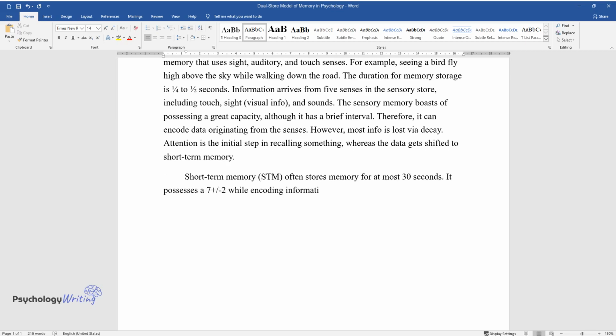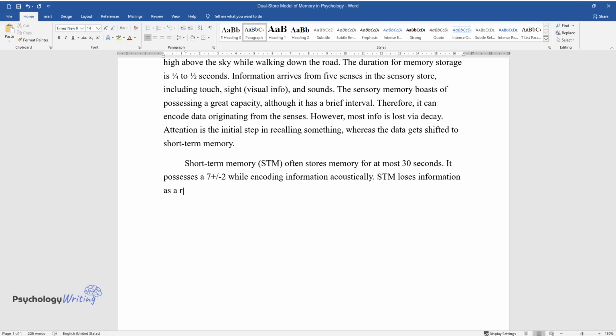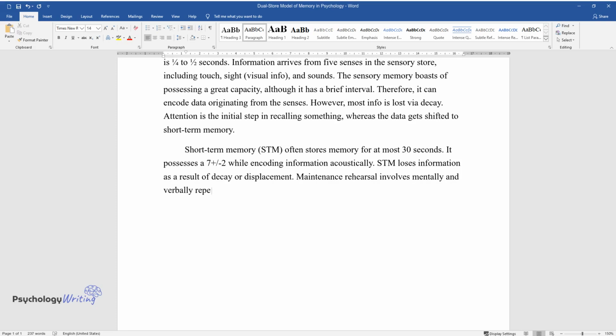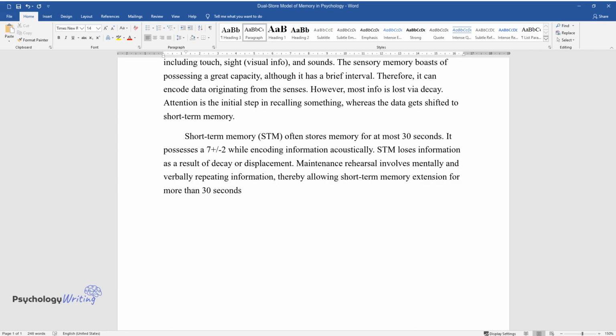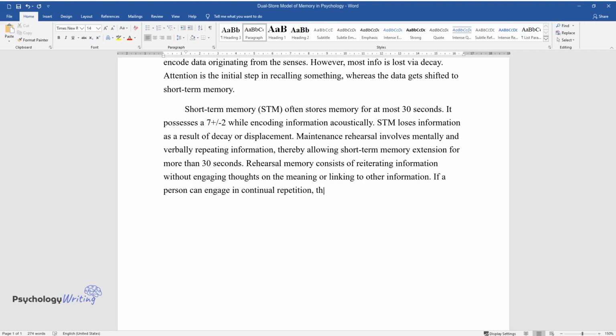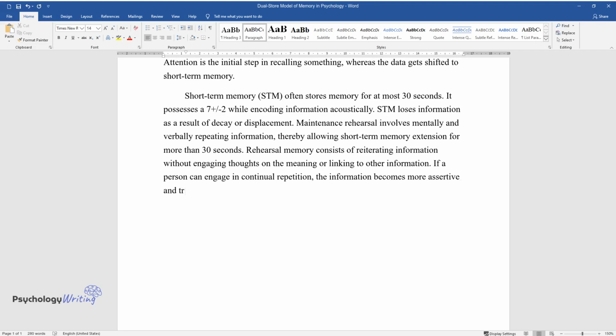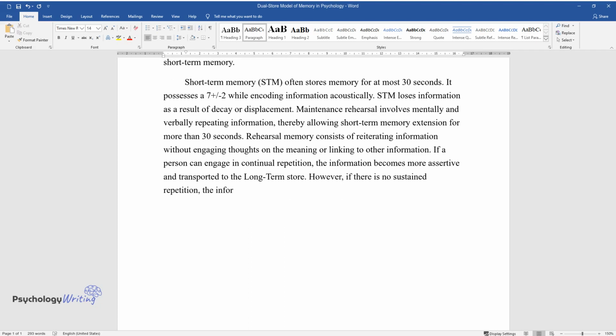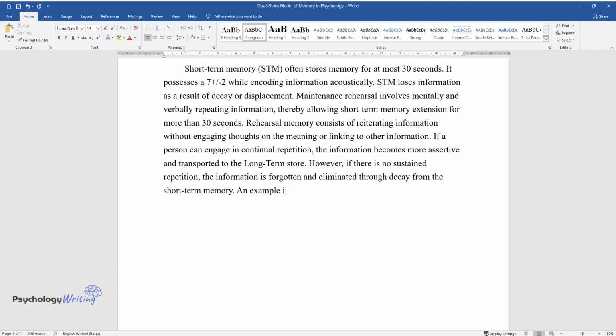It possesses a capacity of 7 plus or minus 2 while encoding information acoustically. STM loses information as a result of decay or displacement. Maintenance rehearsal involves mentally and verbally repeating information, thereby allowing short-term memory extension for more than 30 seconds. Rehearsal memory consists of reiterating information without engaging thoughts on the meaning or linking to other information. If a person can engage in continual repetition, the information becomes more assertive and transported to the long-term store. However, if there is no sustained repetition, the information is forgotten and eliminated through decay from the short-term memory.